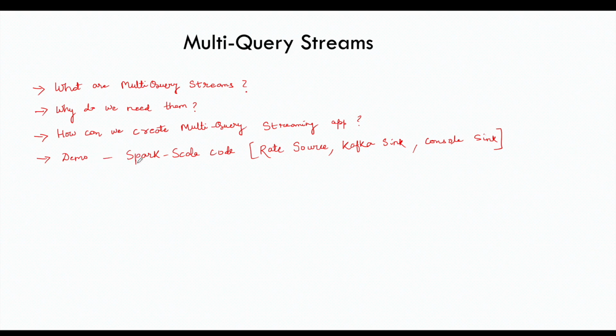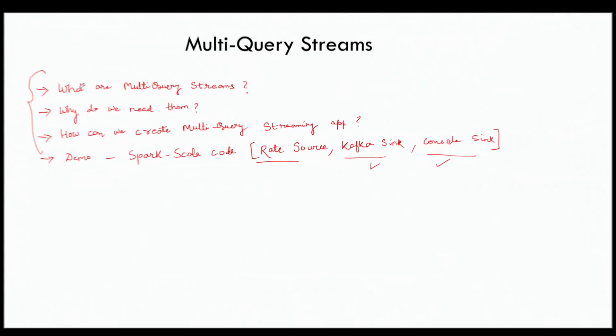That demo will be using Spark Scala code, and I'm going to use a rate source, a Kafka sink, and a console sink. So we have two sinks here. We will create two queries which will write data to two sinks, and that is why we call it multi-query streams. If you want to understand all of these concepts, please stay with me and watch the video till the end.